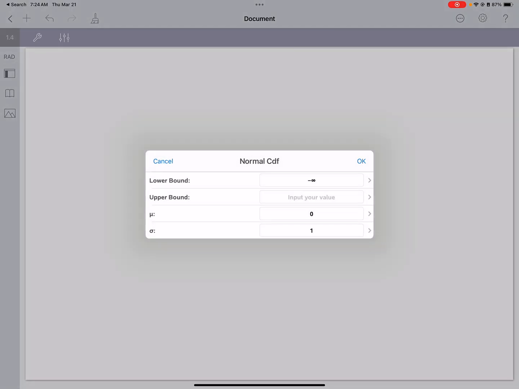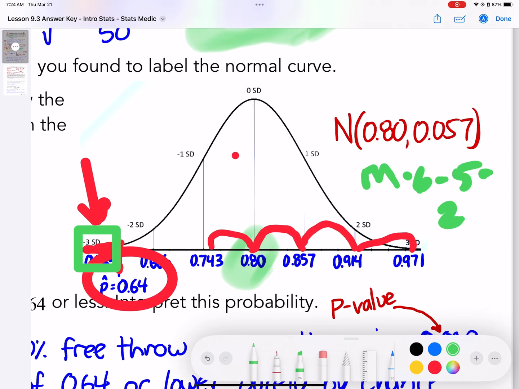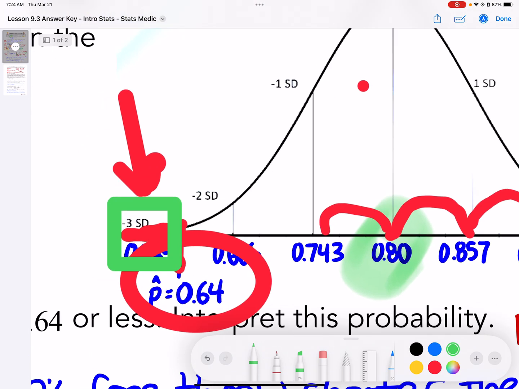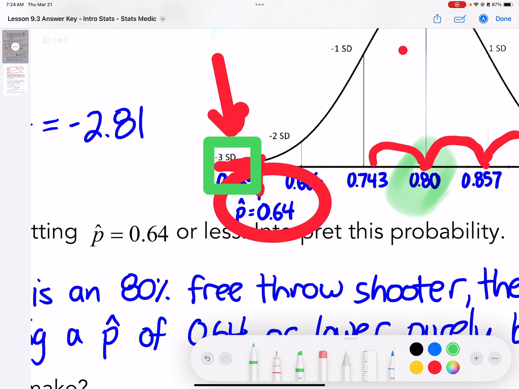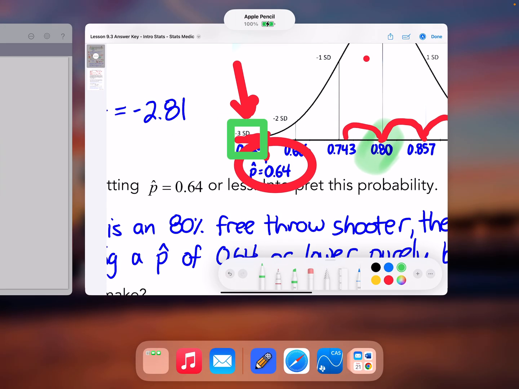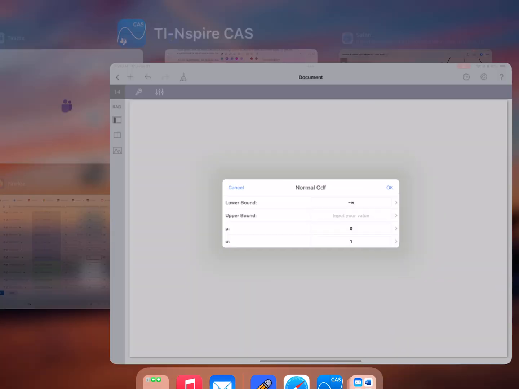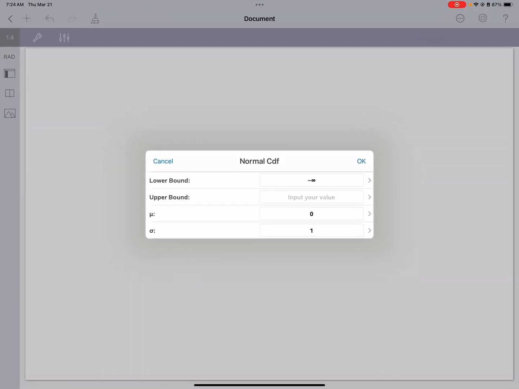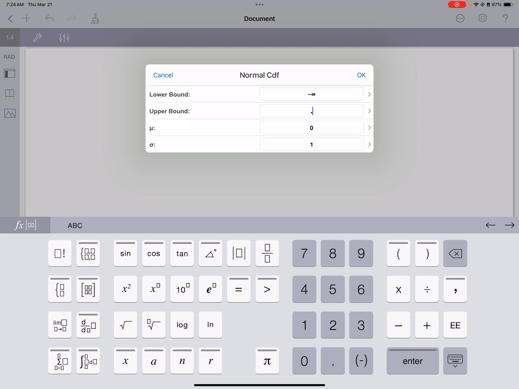Okay, so if you remember, we have lower bound, upper bound, mean, and standard deviation. Now on my graph, lower bound means the most left that this little tiny area in my green box is shaded. The most left that it's shaded goes off the graph, so it's any number that's way off the graph. I'm just going to call that negative infinity, and you can see that your calculator already has that. The upper bound is where it stops, which ours is 0.64. That's where the shading stopped. The mean we found was 0.8, and the standard deviation we found was 0.057.